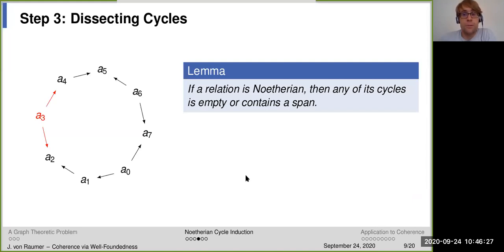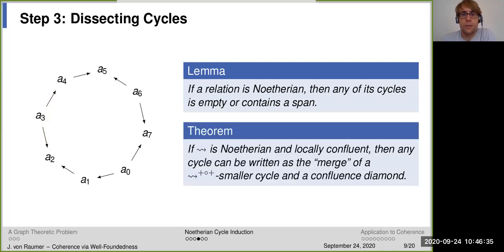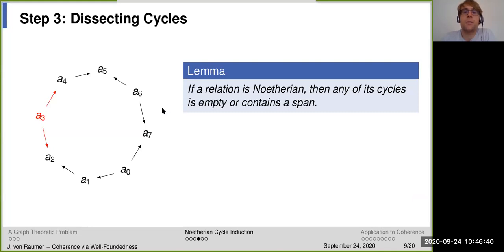And the third step would be that if our relation is Noetherian, then any of its cycles is either empty or it contains a span. Take, for example, the cycle on the left, where we can find this span around A3. Why is that? Note that if we had a cycle in our definition of cycle where all of the edges would point the same way, then it would be a cycle in the original definition of a cycle, and then the relation would not be Noetherian anymore. So basically, the proof of this is just a big inductive proof as well, where we can find a span in the Noetherian relation.